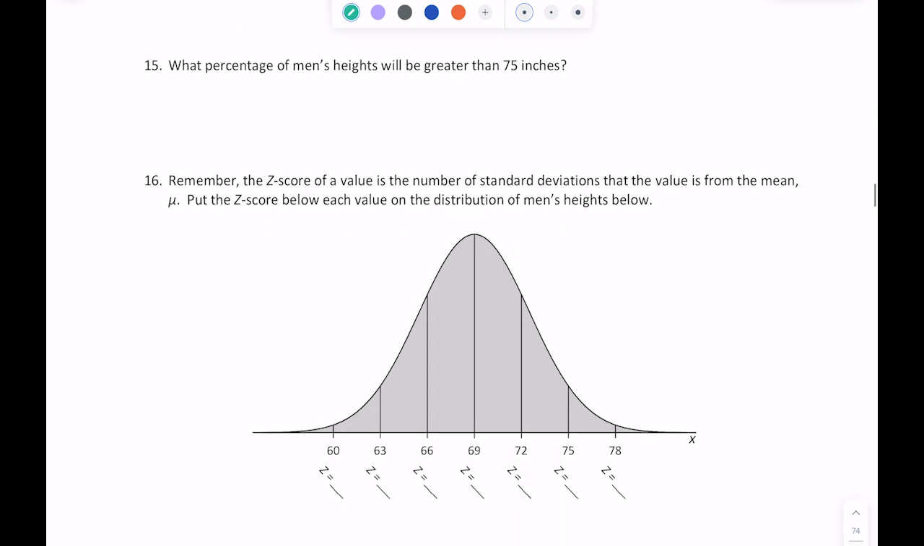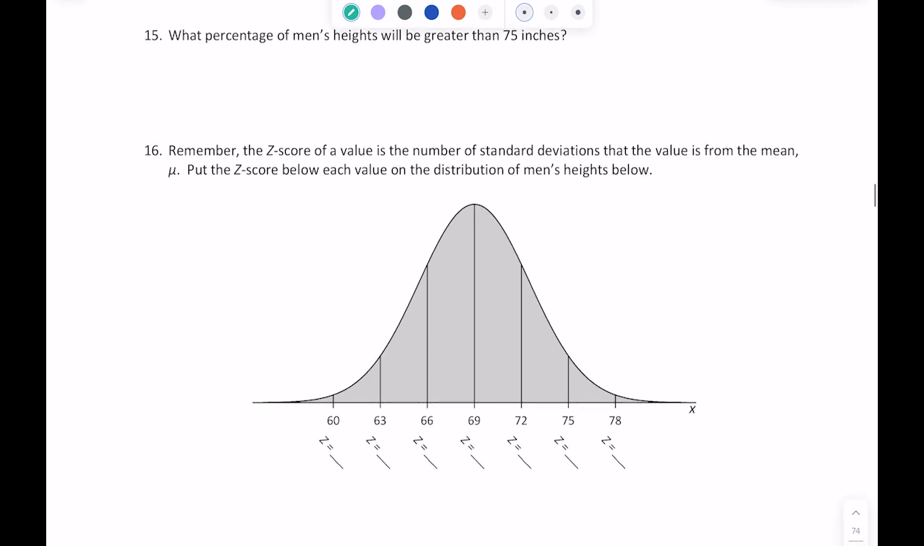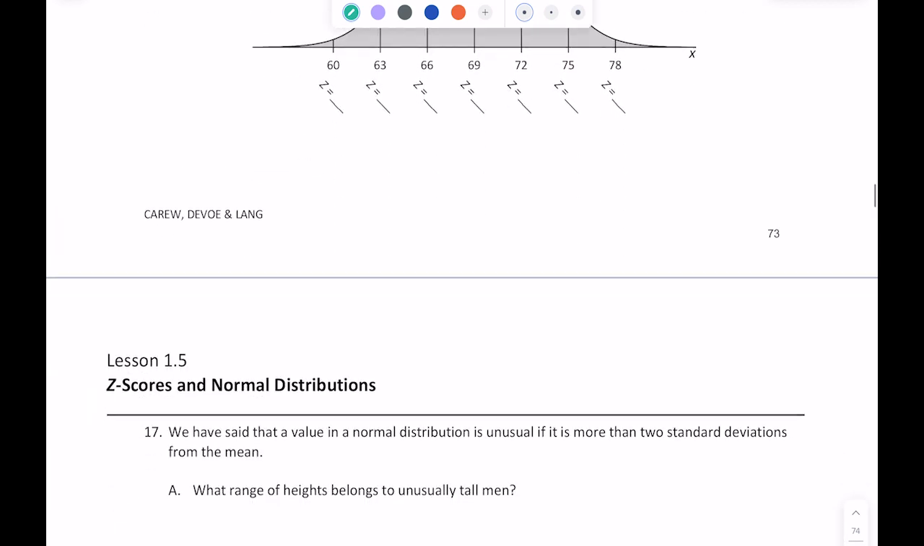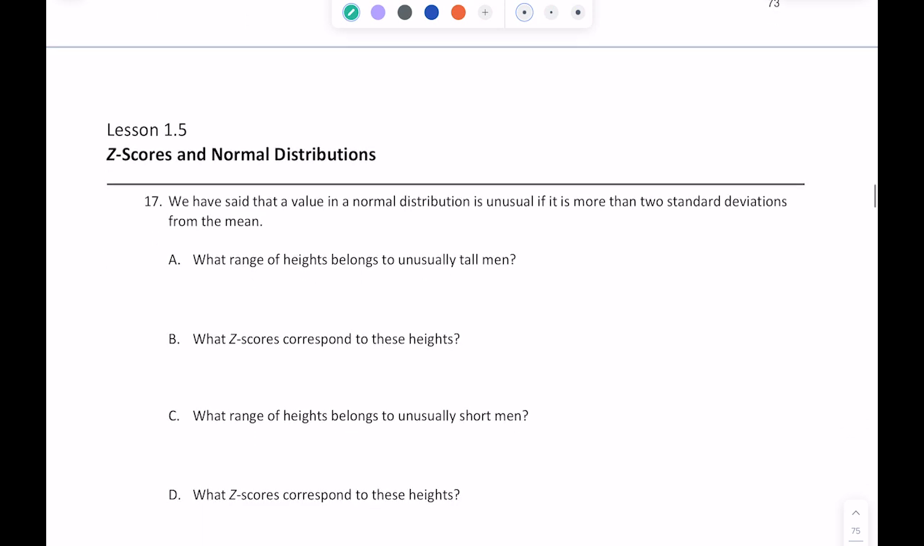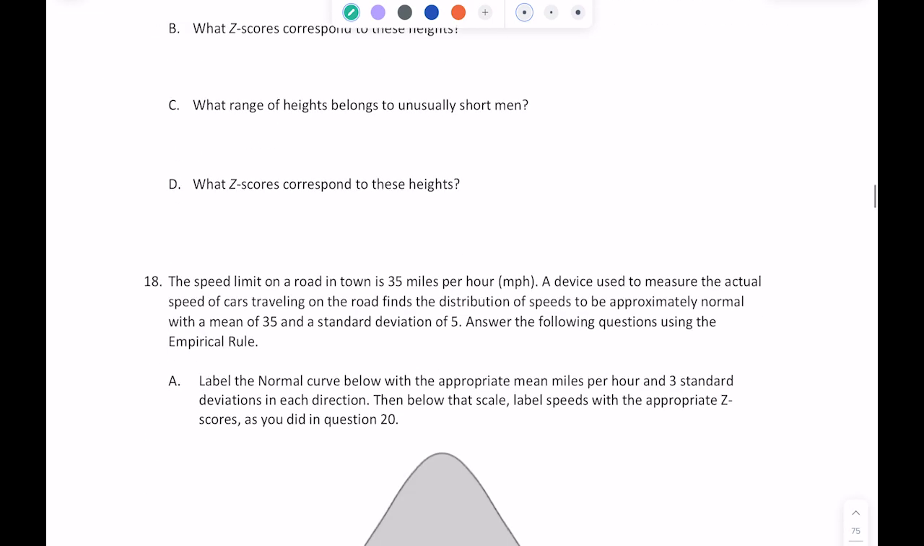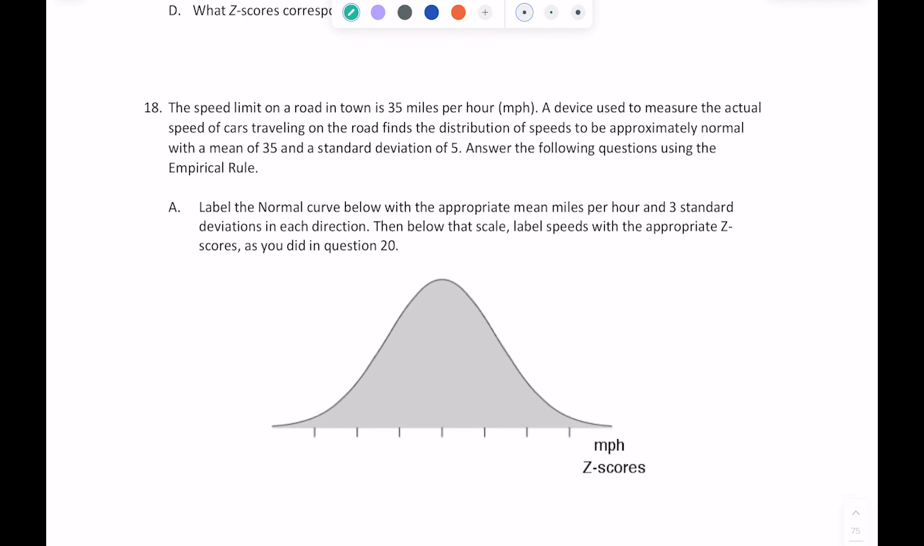Okay, I'm going to let you all try numbers 14 and 15. And we kind of already labeled the diagram there for number 16. So let's work out some other problems here. And you all can answer number 17. Let's look at a new problem, number 18. So you'll want to pause the video and read the problem and then unpause it when you're ready.